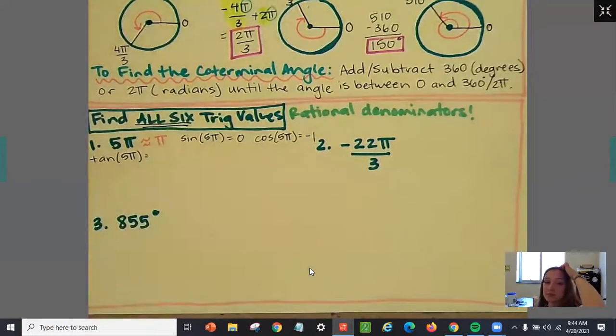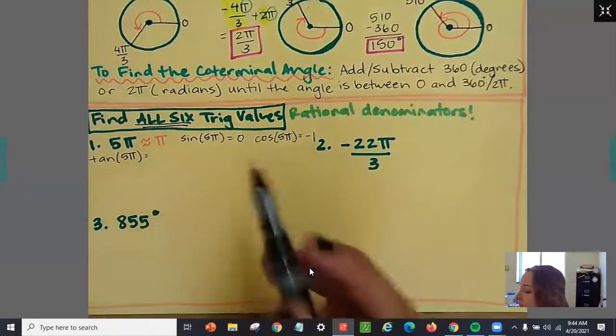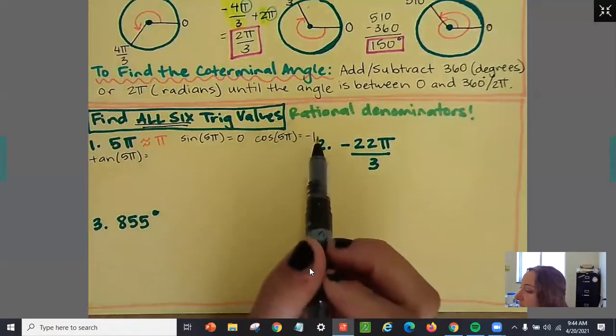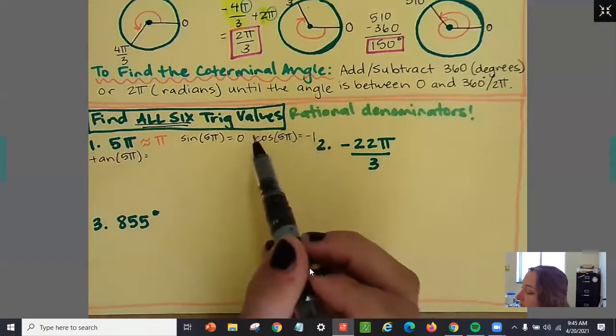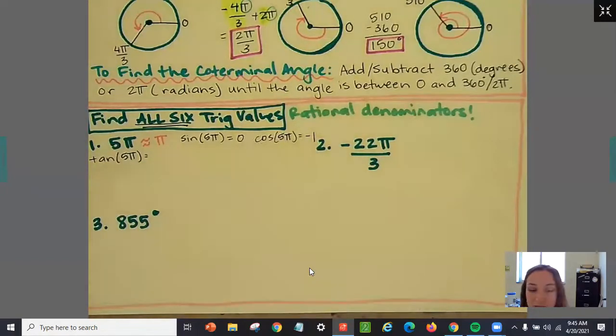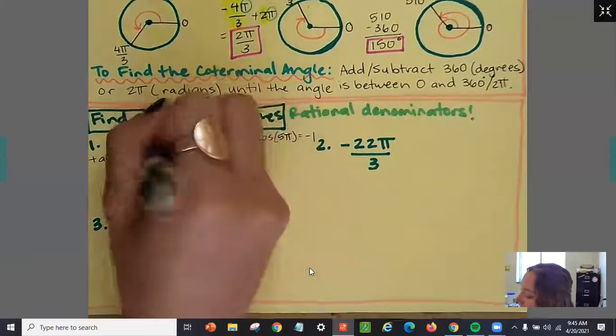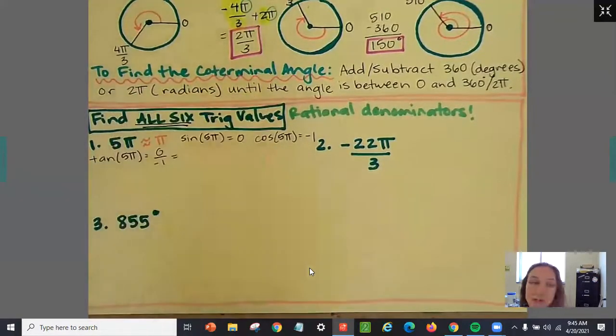Okay, now we're going to find it for tangent. Tangent is going to be y over x or sine over cosine. So since it is equal to sine over cosine, and we know that sine is 0 and cosine is -1, then we can say that this is going to be 0 over -1, but 0 divided by anything is going to be 0. So this is going to be 0.